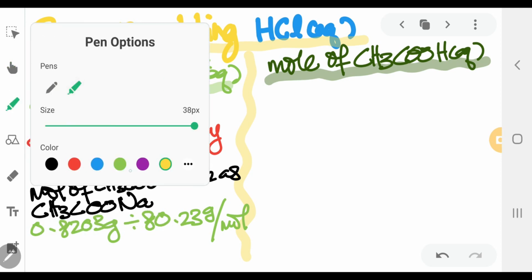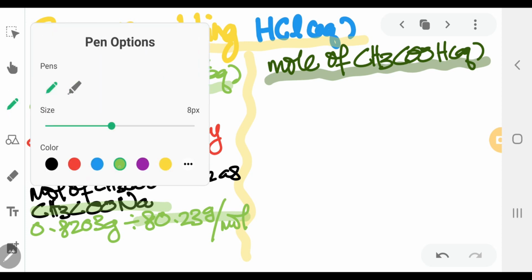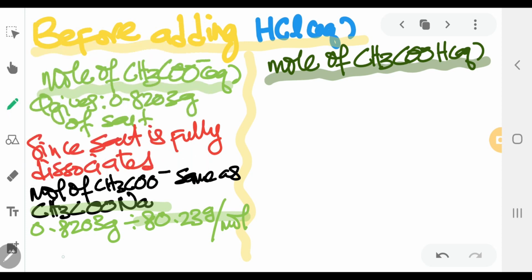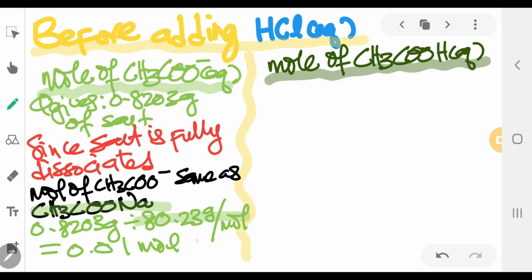Okay, so I'm going to highlight that. That is the molar mass for this. And we will get 0.01 mole. By finding that number of moles, you get 1 mark.